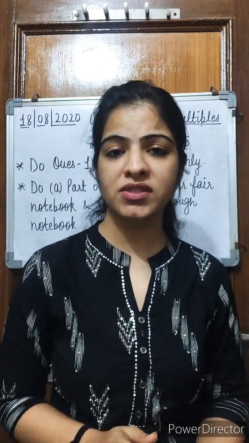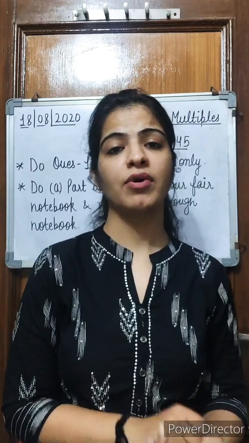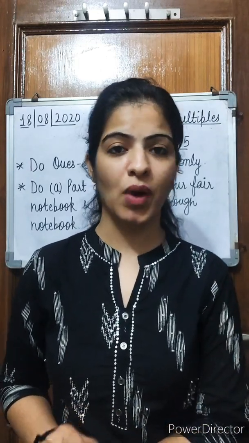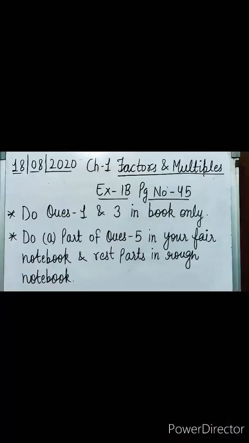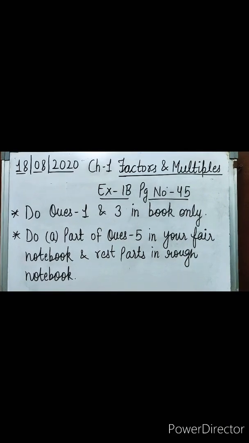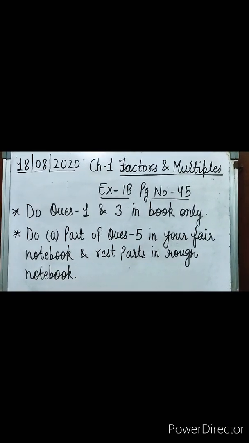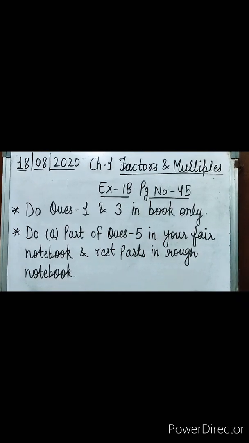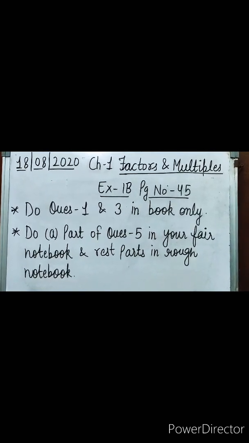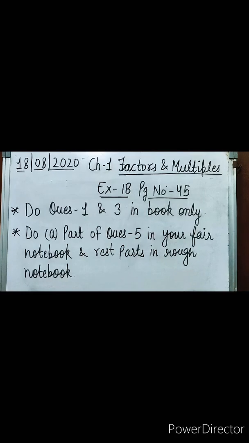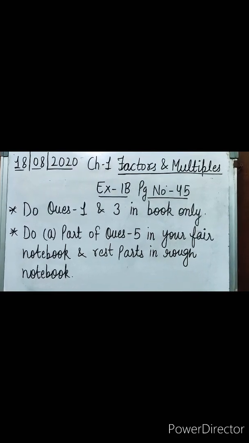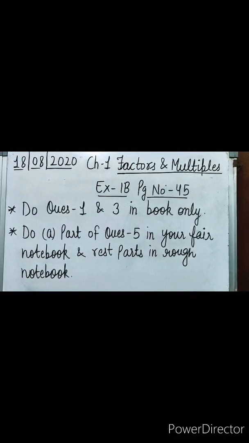Now I am giving you some questions given on page number 45 of exercise 1B. You have to do question number 1 and 3 in the book only, and you have to solve a part of question number 5 in your fair notebook, and the rest of the parts you can solve in your rough notebook.